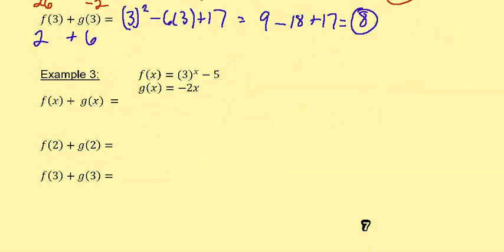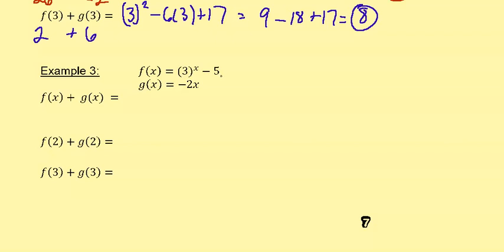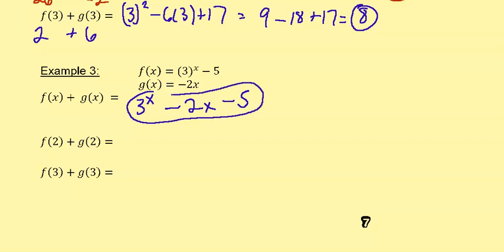Example 3. F of x equals 3 to the x power minus 5 and g of x equals negative 2x. Let's combine those together, f of x plus g of x. So I have 3 to the x power minus 2x minus 5. There's no like terms here, so we could just leave it like that.